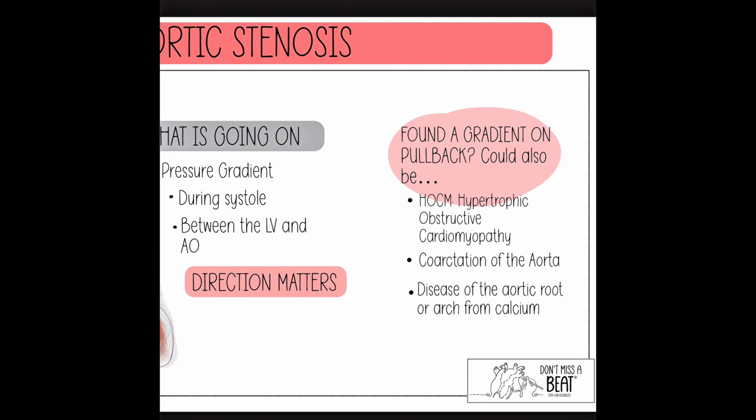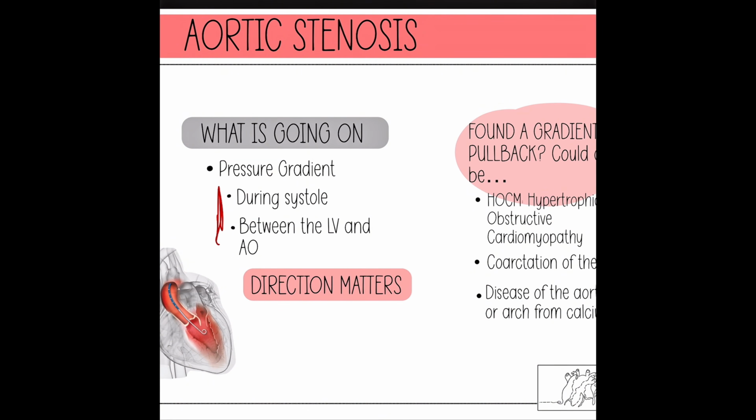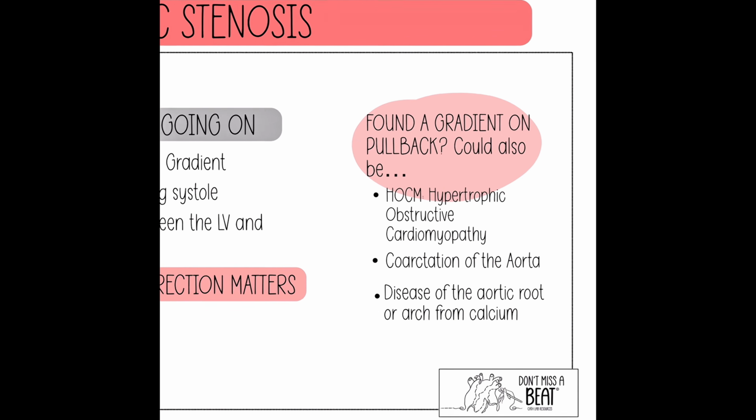Okay, remember this is what we talk about with hallmark signs. So the hallmark sign is the pressure gradient between the LV and AO, with the LV being higher and the AO being lower during systole. You can also have diastolic issues, right? But that is not what we're using in this hallmark sign type of question.